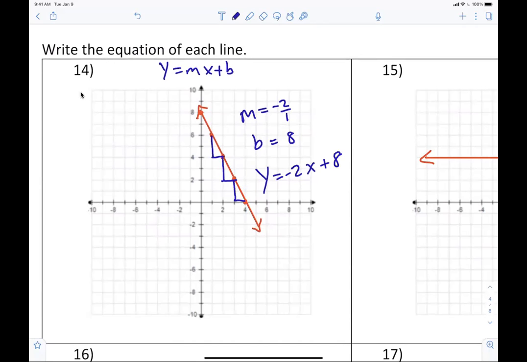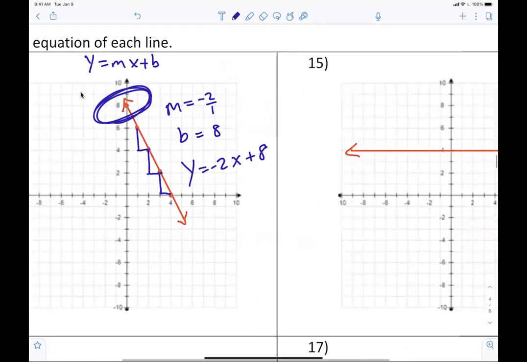So do you know where you got the 8? Yeah, it's the y-intercept. So it's the place where the line crosses the y-axis. Where the line crosses the y-axis. Okay. All right. So here we go on 15.